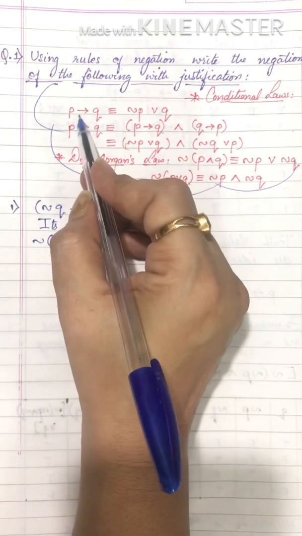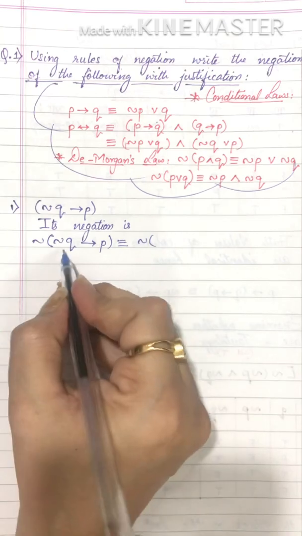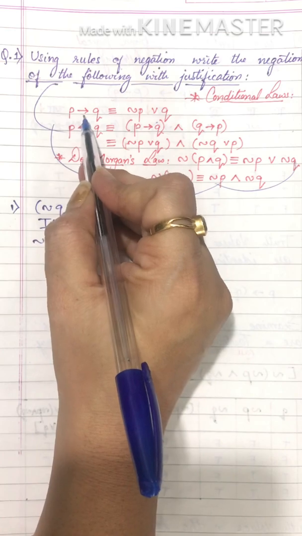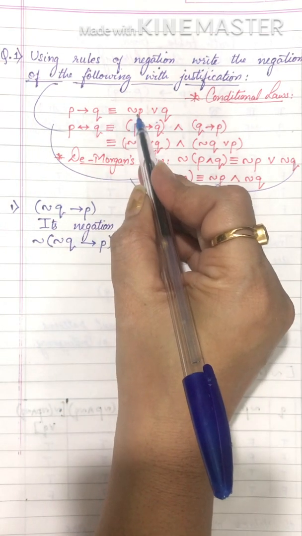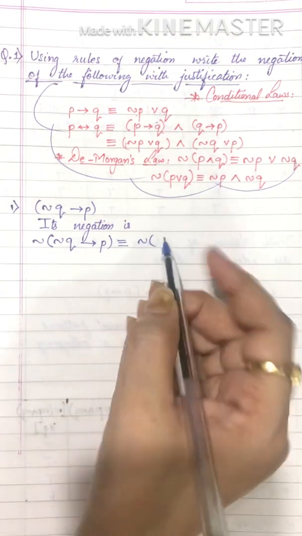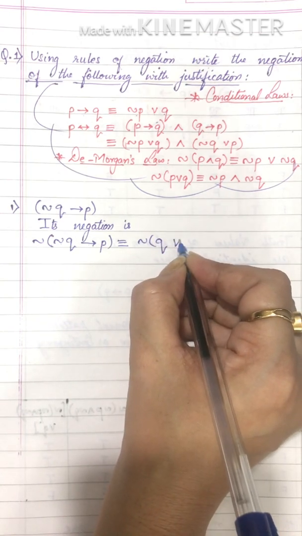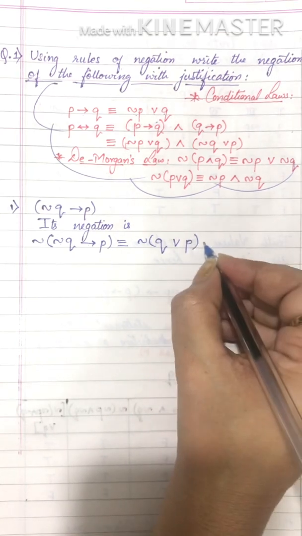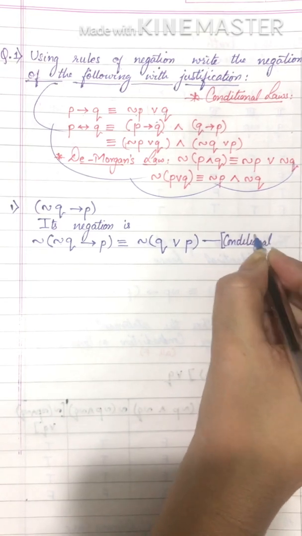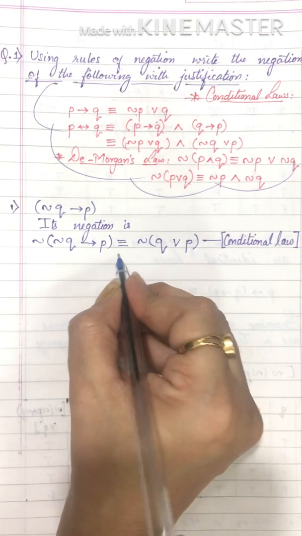First of all we will use the conditional law from here. So I write this negation sign, and inside the bracket, whatever is given, I am applying the conditional law. What is the conditional law? P implies Q gives negation P or Q. So when it is negation Q implies P, you will get negation of negation Q, that is Q, or P. Okay, and then here we need to state the law which we have used. So I write here conditional law. Okay, and then we will solve this further.